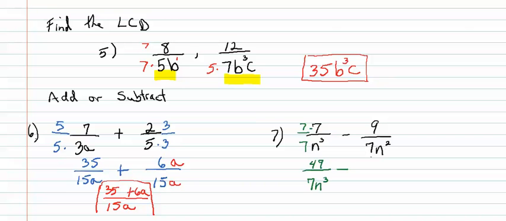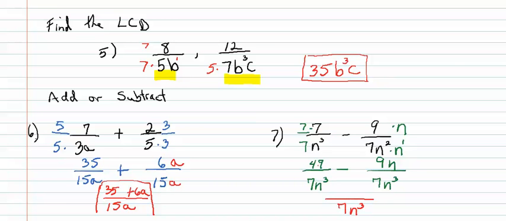minus, okay, I have 7 n to the second here, but I need a 7 n to the third, so I'm going to multiply this by another n, because when I add these together I get 7 n to the third. And at the top I have a 9n. Okay, so my common denominator is a 7 n to the third.